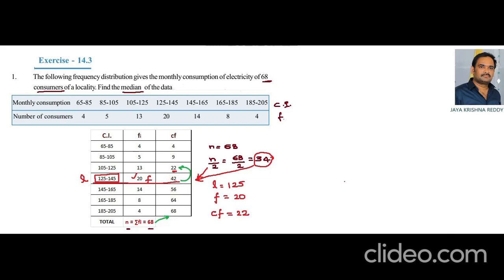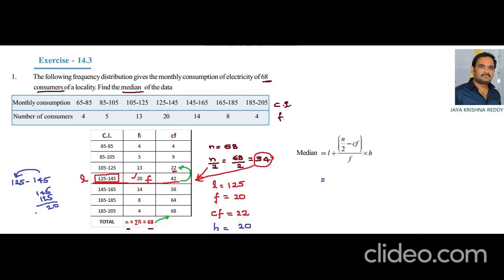Now substitute these values in the formula. Median equals L plus (n by 2 minus CF) by f, into h. Here we need to find the h value also. What is the h value? It is the height of the class interval. The median class is 125 to 145, so subtract the lower boundary value from the upper boundary value: 145 minus 125. The difference is 20. So the height of the class interval is 20.